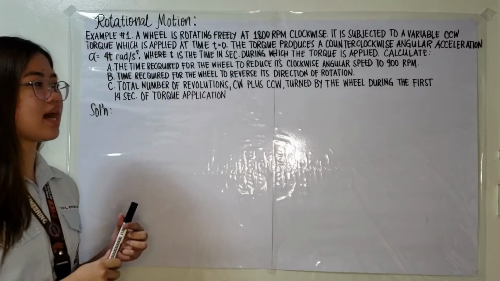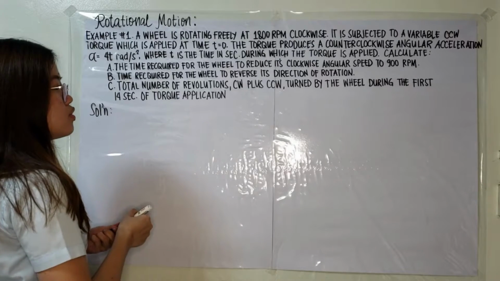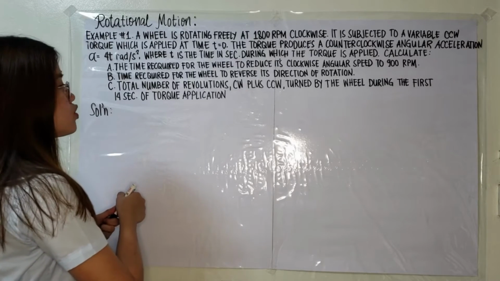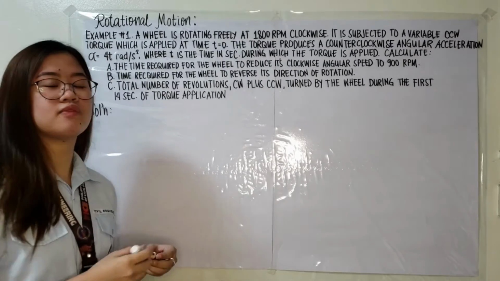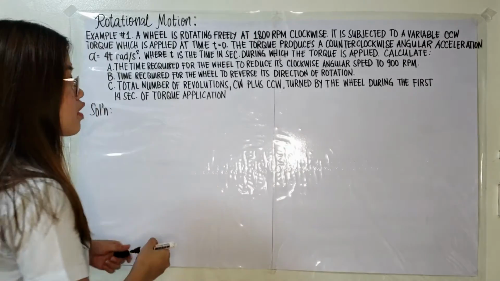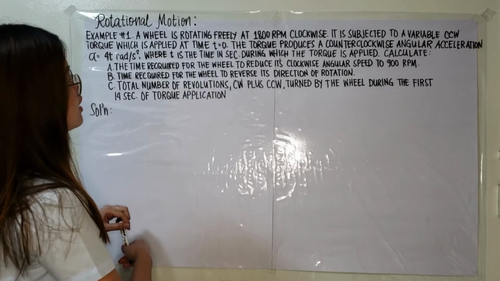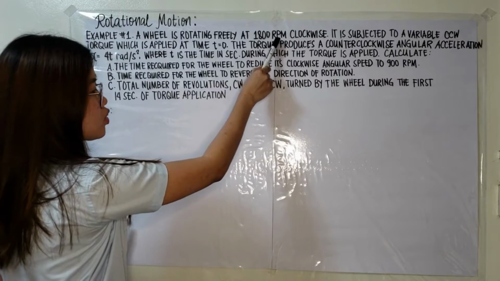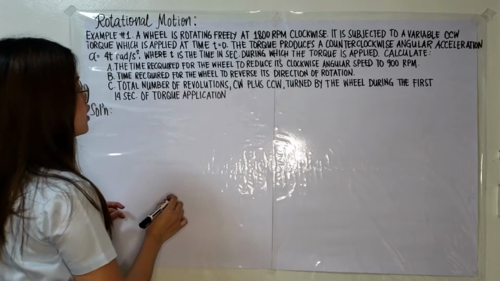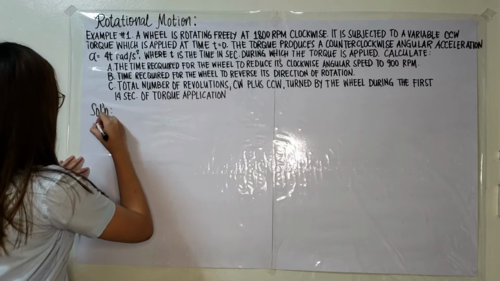We will take the counterclockwise direction as positive. The angular acceleration is known as a function of time, so we can integrate it to solve for the angular velocity. The angular velocity given is in revolutions per minute, so we need to convert it to rad per second. So, letter A.